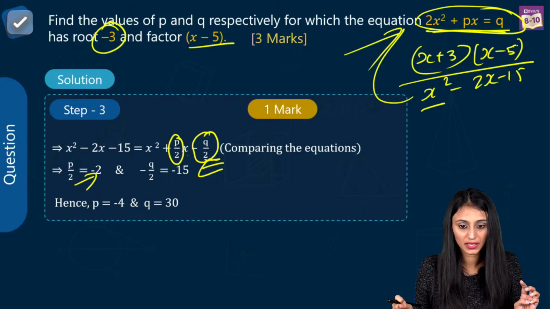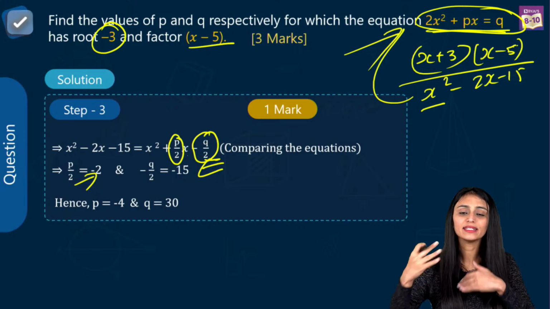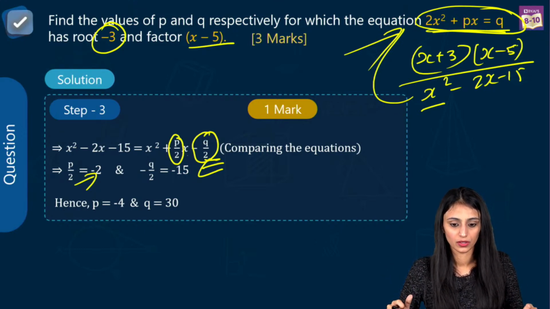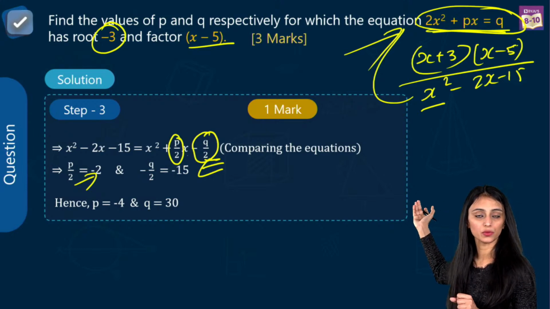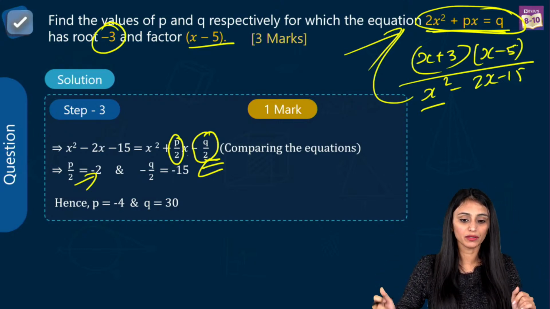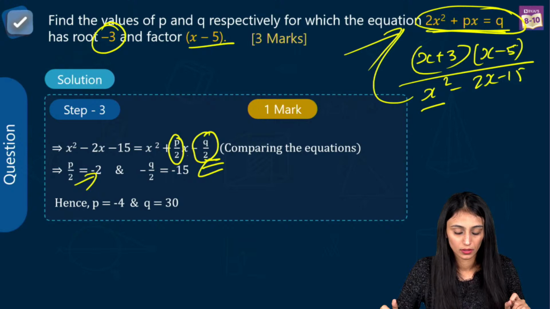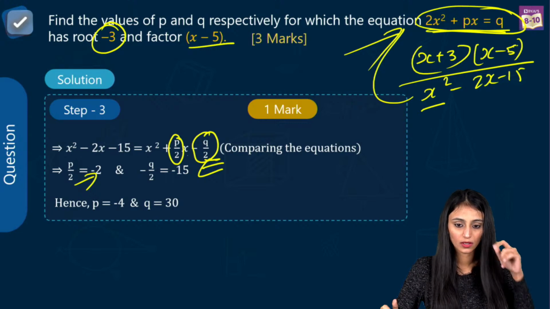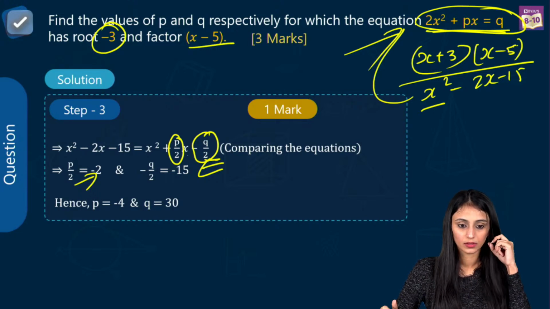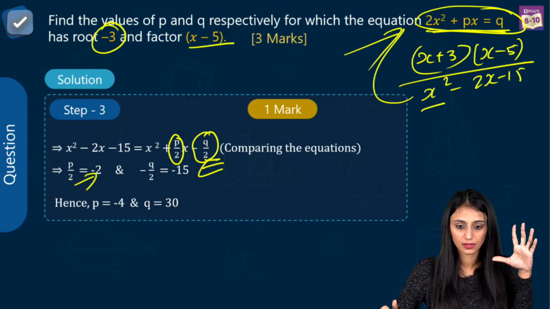Adarsh Gupta, P is -4. Why are we getting different answers? See, I just showed you the solution. P by 2 is equal to -2. Obviously, you will get -4. How come you're getting 4? Keshvi, it should be -4, not +4. You have understood? Yes?